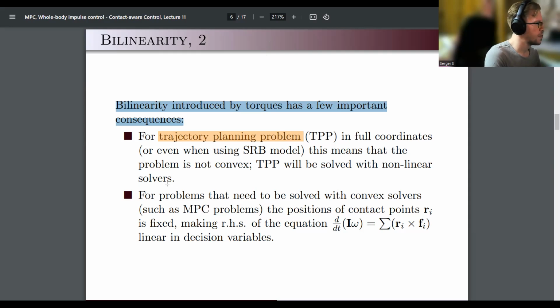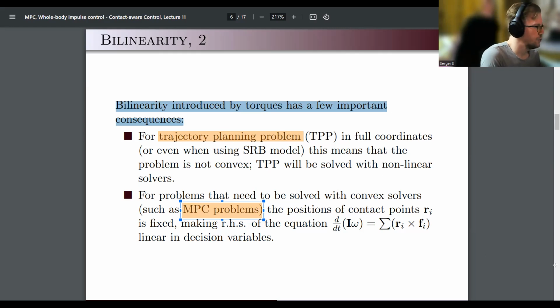Now, problems that have to be solved with convex solvers, for example MPC problems, have to be solved with convex solvers because otherwise they're going to run forever and you'll have trouble. You prefer to solve MPC at high frequencies, so you have to either solve them directly with a convex solver, or if you want them to be nonlinear, you want the nonlinearity to be extremely small, very limited, but preferably you want it to be convex.